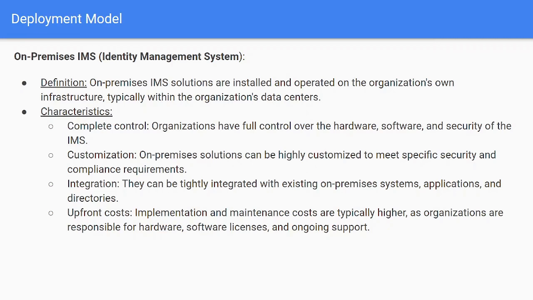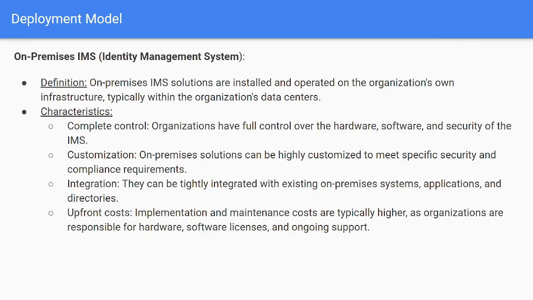You get, typically within the organization's data center. So what are the characteristics of on-premise IMS? Number one is complete control. The organization has full control over the hardware, software, and security of the IMS. Basically, full control. The organization can configure the hardware however they like.